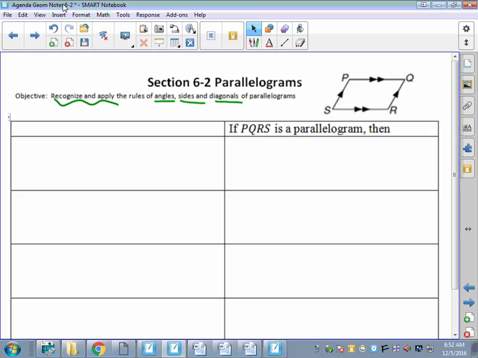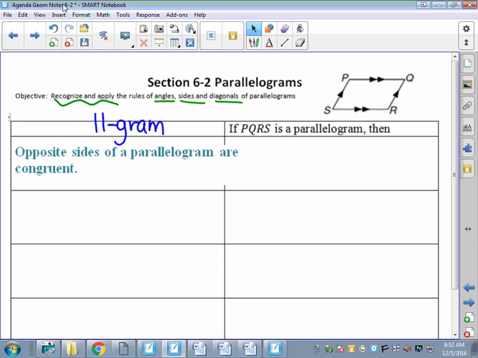So first of all, let's talk about the rules of a parallelogram. Sometimes I get a little lazy and I use the parallel sign with a gram after it, because who wants to write that all out? So here's our first rule of a parallelogram. The opposite sides of a parallelogram are congruent. Opposite sides are congruent. So in this example up at the top, notice I've got PQRS.